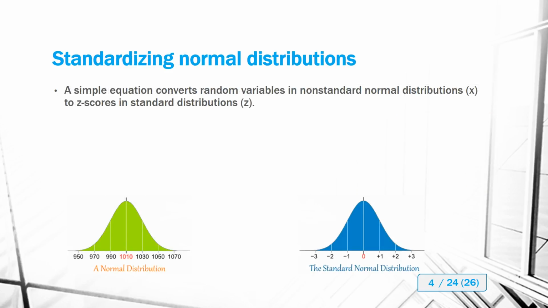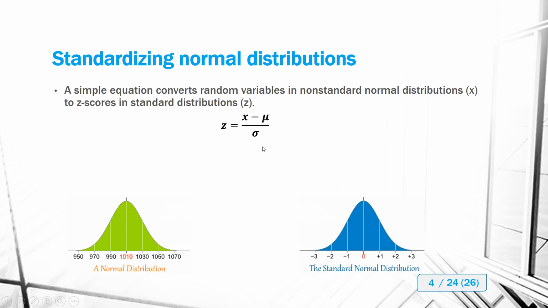So let's dive in. Standardizing normal distributions basically requires a simple equation to convert random variables from non-standard normal distributions into z-scores that are associated with standard normal distributions. Here's the equation. z equals x minus mu over sigma. So our z-score for our standard normal distribution is equal to the difference between our random variable, x, and the mean of our distribution. And then that distance divided by the standard deviation gives us z.